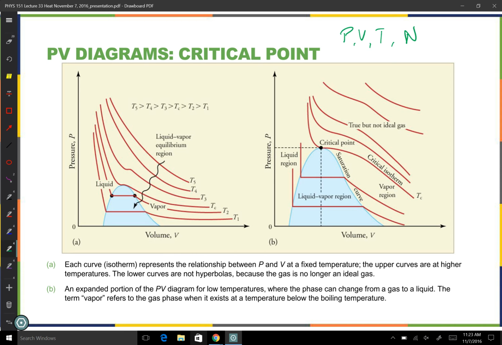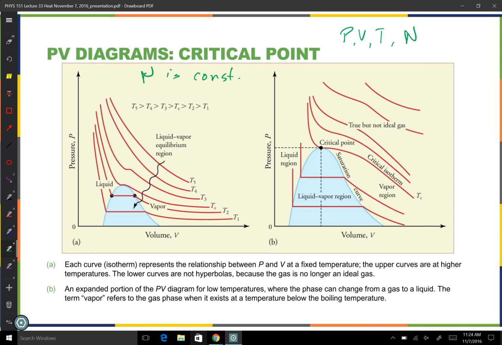So this diagram only has two of those values. So we have two remaining. Well, we just say for a gas with a fixed number of molecules, N is constant, and we're very happy with that. But then we still have temperature. So what do we do for temperature? We have those different lines in the diagram to represent different temperatures.